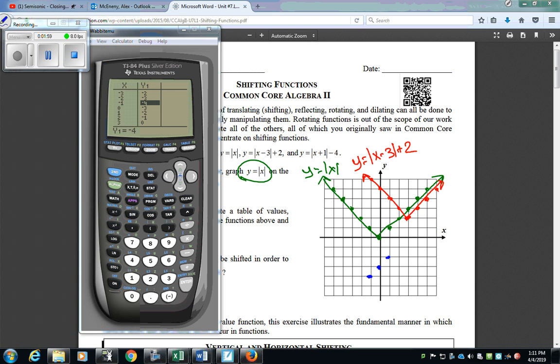Now, one misconception is that people think that the graphs are getting bigger or smaller, and they're not getting bigger or smaller. They're the same size graph. The lines go on forever. It's just that the part of the graph that we're graphing has a restriction.